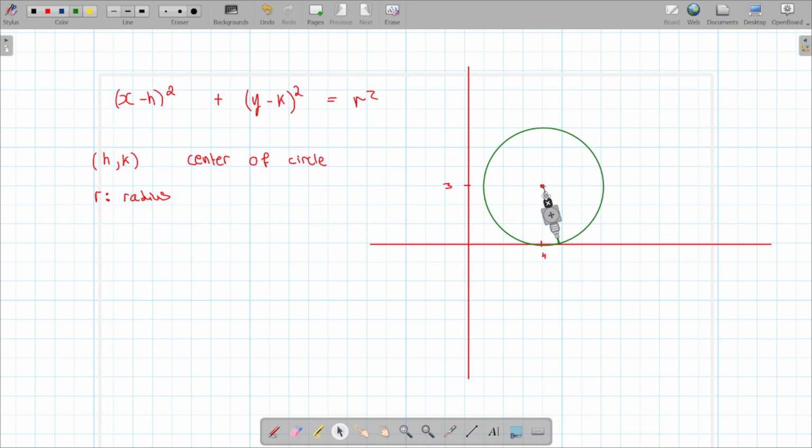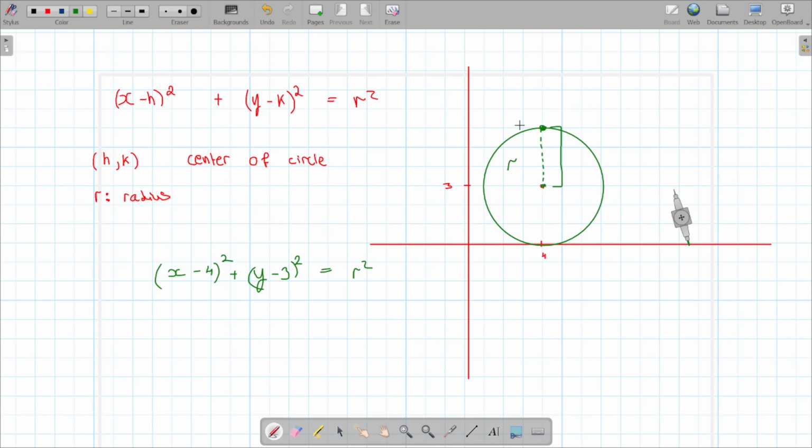How would I write the equation of this circle? The center is at 4, comma 3, so I can immediately write that it's (x minus 4) squared plus (y minus 3) squared equals r squared. To find the radius, you just need to find a point on the circle. The distance between the point and the center is what we call the radius. So this line is the radius.